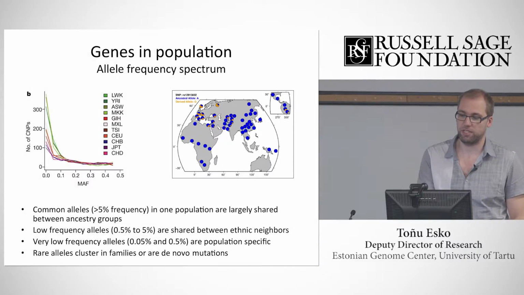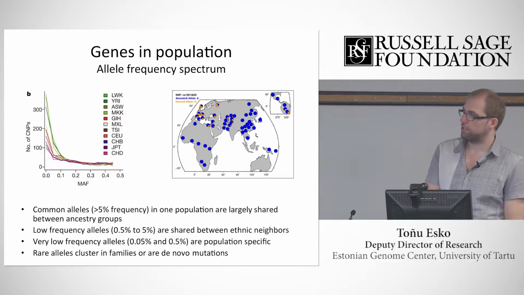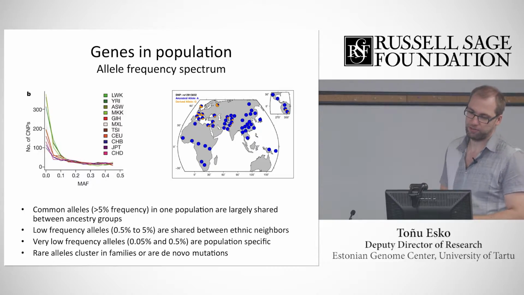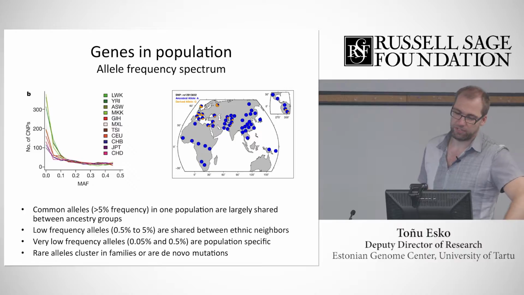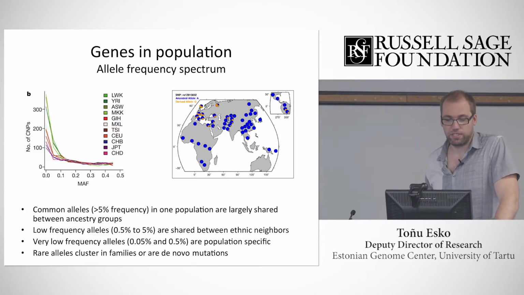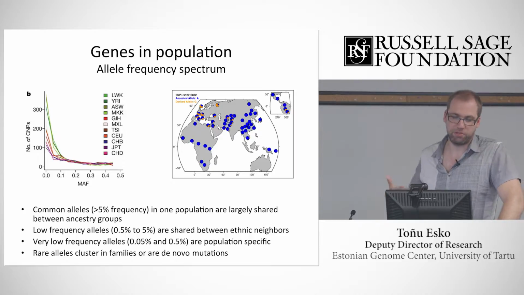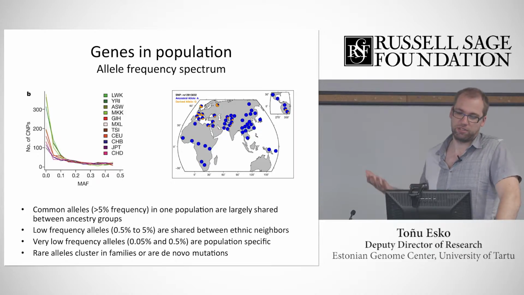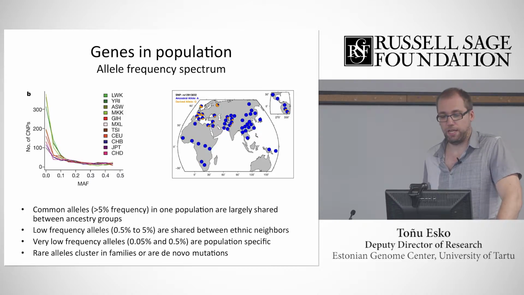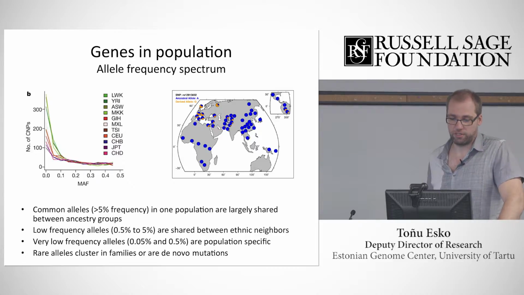So, genes in populations. Let's start with the plot on the right. On the x-axis we have the allele frequency. On the y-axis we have the number of times a certain allele has been observed in our study population, and then the different colors are the different study populations.